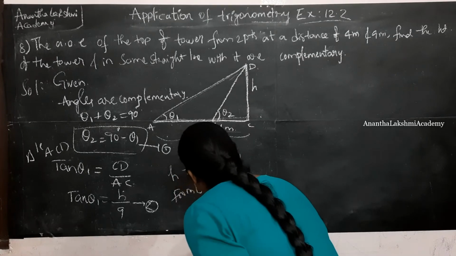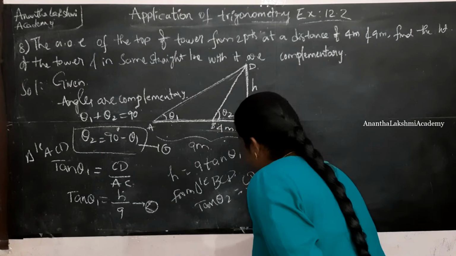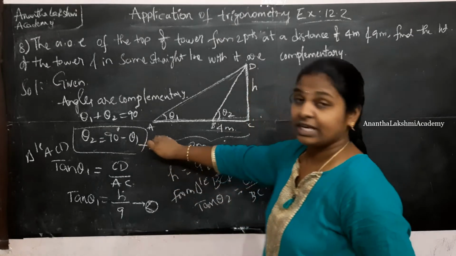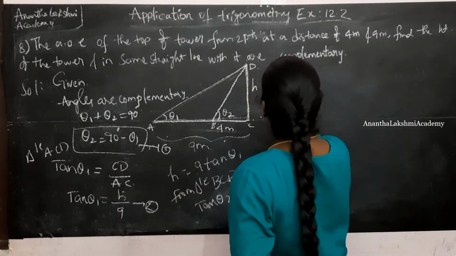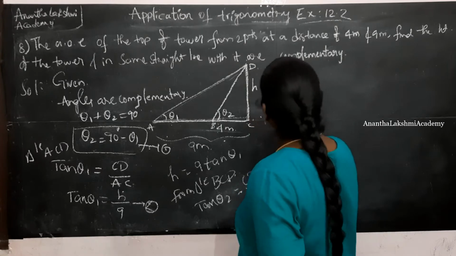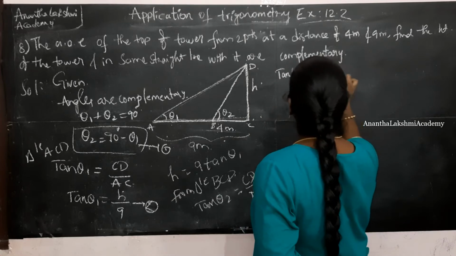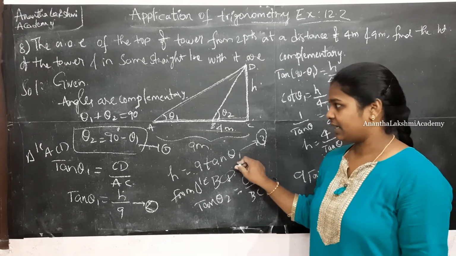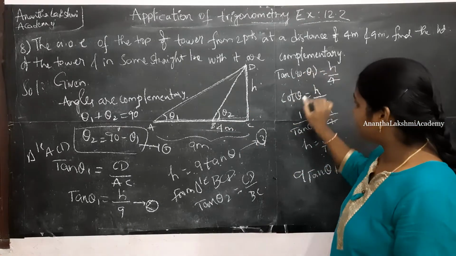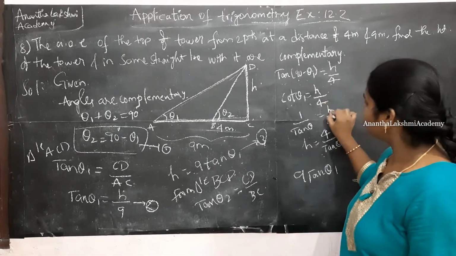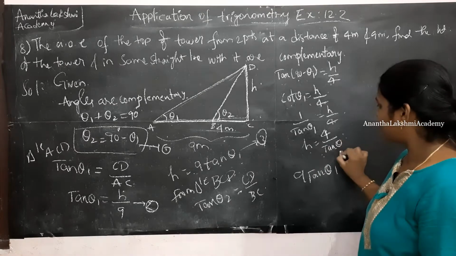Tan theta 2 is equal to, what is it? CD by BC. But from equation number 1, theta 2 is nothing but 90 minus theta 1. So this becomes tan of 90 minus theta 1 is equal to H by 4. But tan theta 2 is nothing but tan 90 minus theta 1, which is nothing but cot theta 1, is equal to H by 4. 1 by tan theta 1 is equal to H by 4 and H is equal to 4 by tan theta 1.